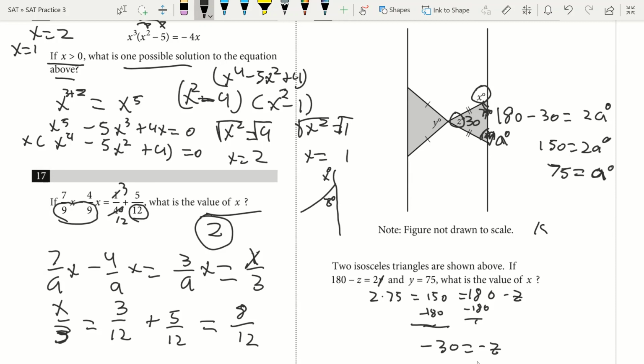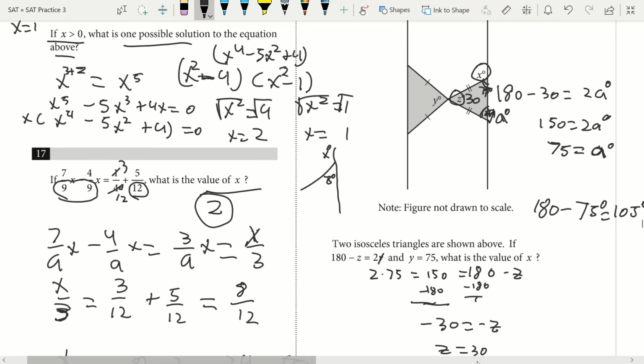we're going to go ahead and do 180 minus 75 and get 105 degrees. You don't have to mark your degrees symbol on the fill-in. It's just going to be 105 is going to be our value of x.